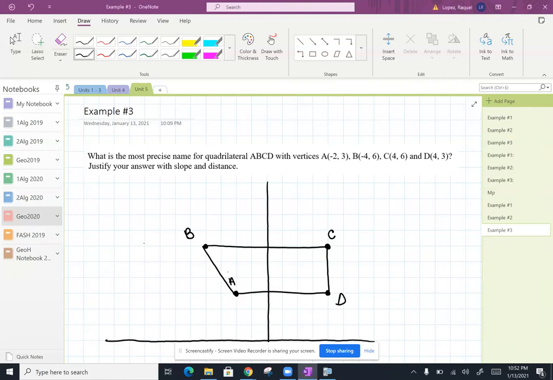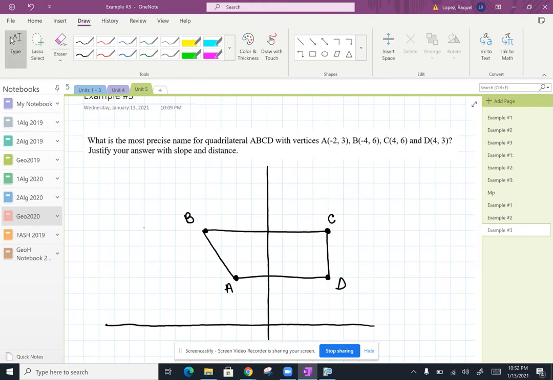All right, geometry, in this last video, we're going to go over the solution to example 3. I've already given myself a sketch of the problem. I've plotted all of the vertices and connected them together. And the question is trying to figure out what is the most precise name for the quadrilateral. So let's go ahead and figure that out.